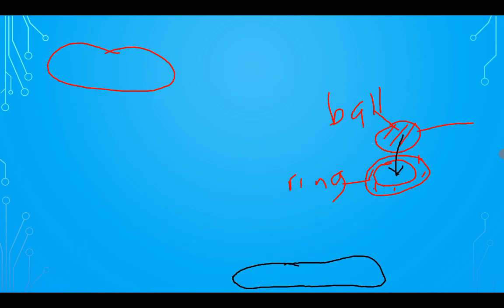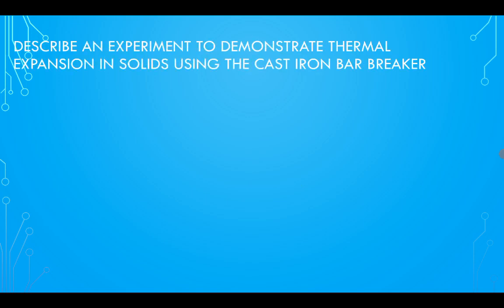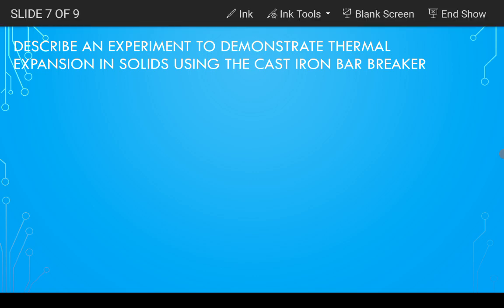Great. I hope we are together there. So let us look at an experiment that could be carried out to demonstrate thermal expansion in solids using a special instrument known as the cast iron bar breaker. All right. So you can have a question like this one in paper 2 of your MSCE physics.